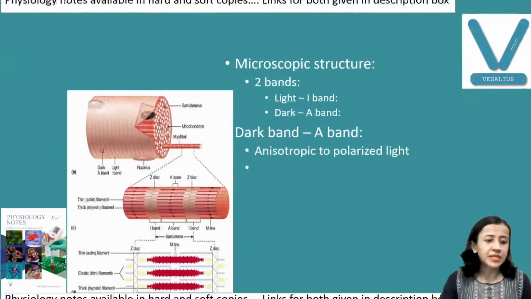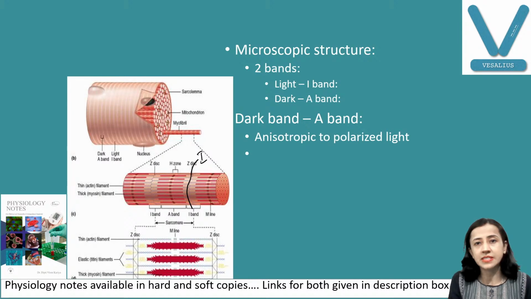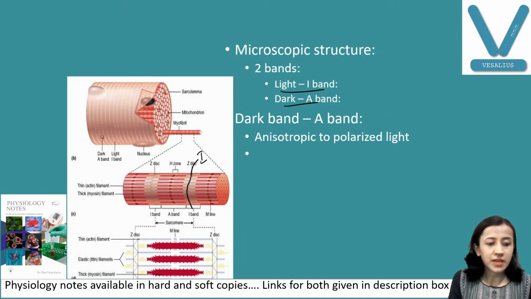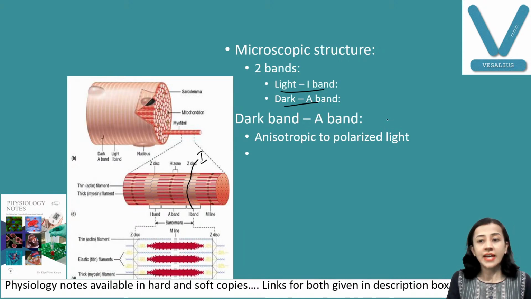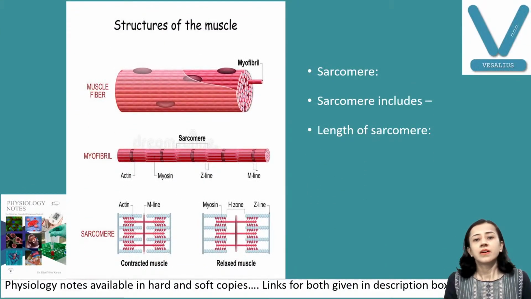So you can see, I repeat, the microscopic structure. Microscopically you find two kinds of bands. One is the light band, this one, which is known as the I band. In the center of the I band we have the Z disc, this one. And the dark band or A band. The dark band is anisotropic to polarized light, and this dark band length is 1.5 micrometer. Okay, then this is the I band, and in the center we have the Z disc.